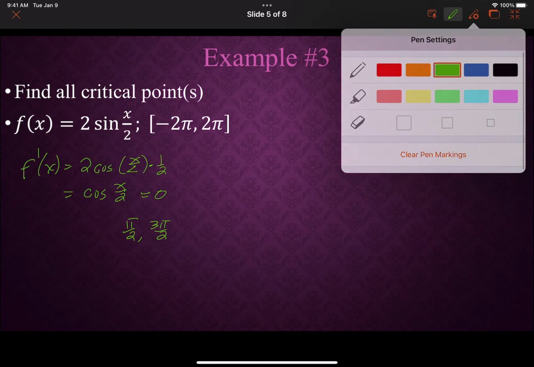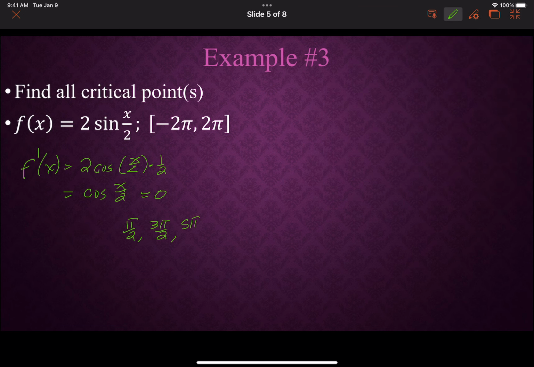So I'm just going to go ahead and rearrange this. I'm going to say we've got 5 pi over 2 and 7 pi over 2 in the positive direction, negative pi over 2 and negative 3 pi over 2 in the negative direction.